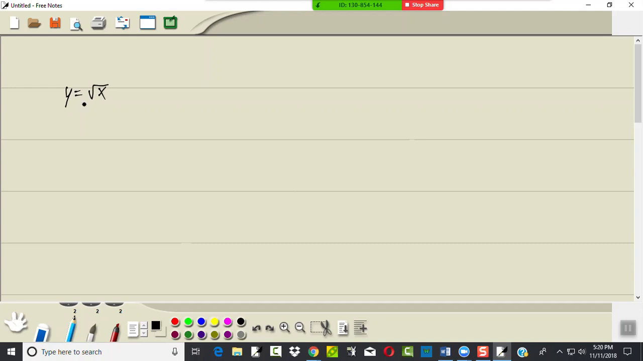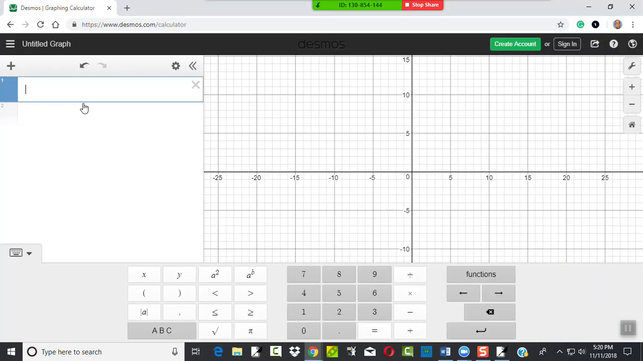Square root of x. I don't even know how you do this one without the key down below. Probably type SQRT if I had to guess. But there's a square root option down here, so I click that. And then, what was it? Just x. And that'd give us our graph. So that's the square root of x.